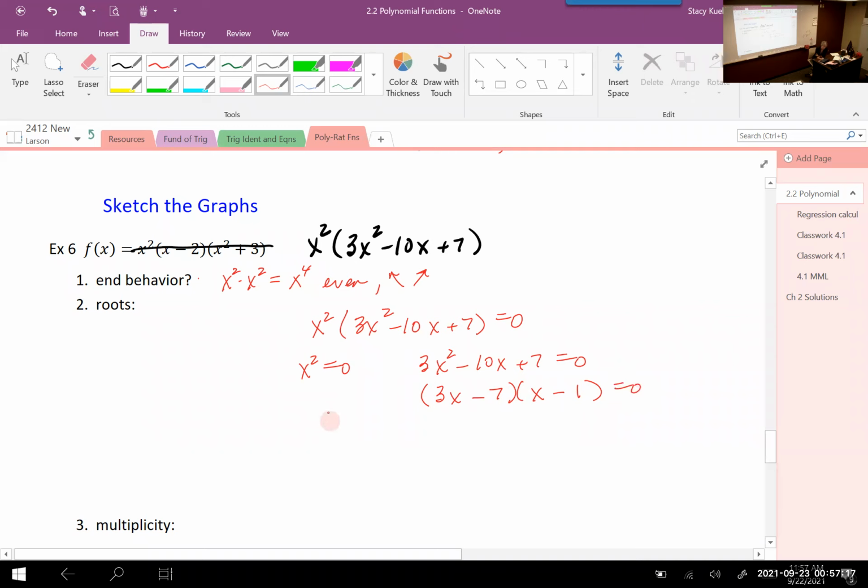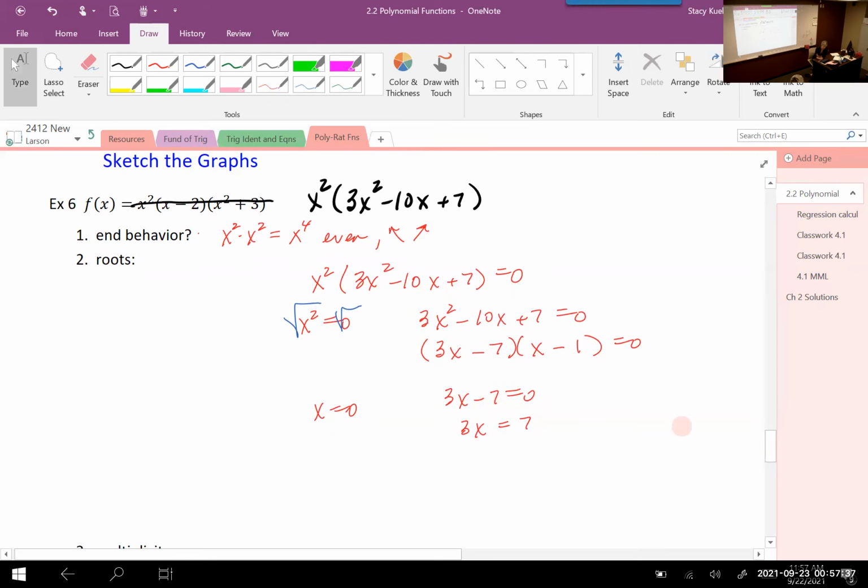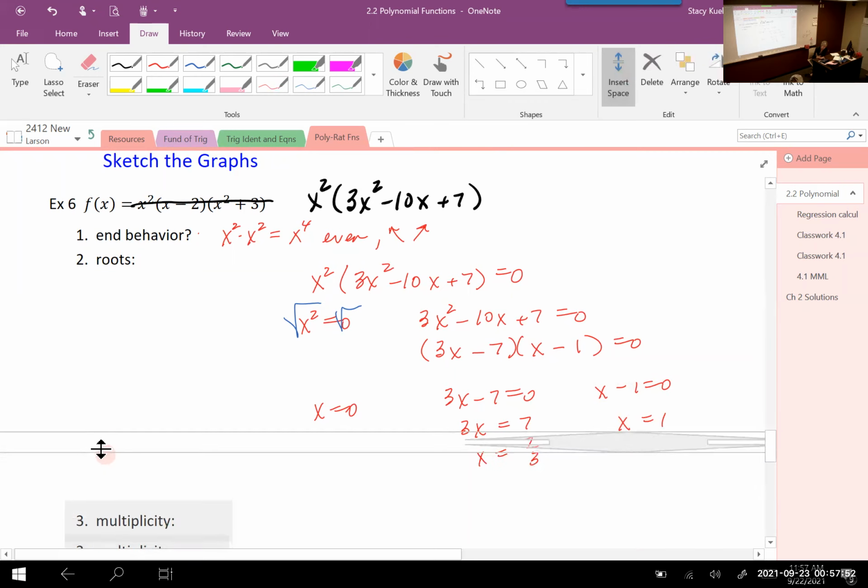So here I can take the square root of both sides, right? And I find out that x is equal to 0 here. I have 3x minus 7 is equal to 0. 3x is equal to 7, or x is equal to 7/3. And then x minus 1 is 0, or x is equal to 1. So those are the roots.